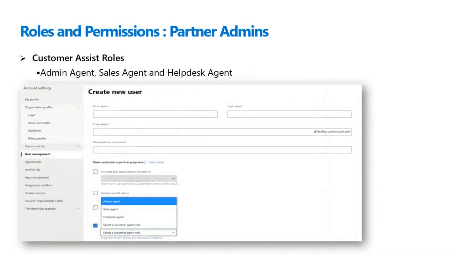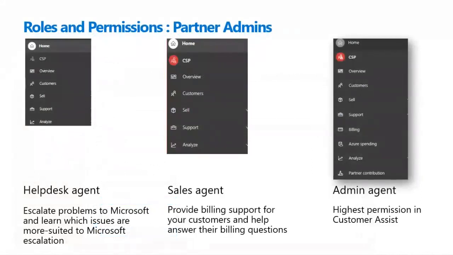We want to emphasize the next two slides, where we would be covering the customer assist roles, as most of you might be having one of these permissions. These roles give you admin access to look after your customers. We have admin agent, helpdesk agent, and sales agent. Here's a quick look at how the left navigation under the CSP section would look.